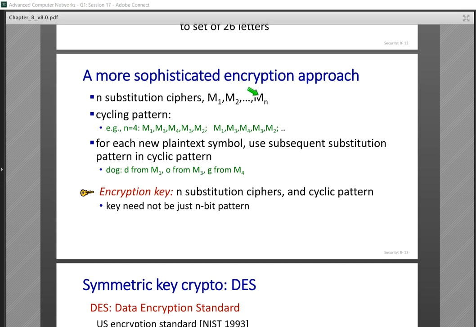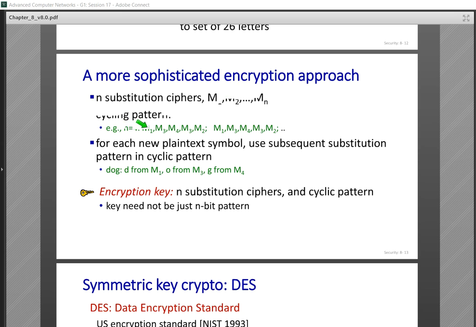We are showing them by M1, M2 until Mn, M of n, okay? And then I can use a cycling pattern. I have n different patterns, okay? And then I can use a cycling pattern. What does it mean? For example, here, n is equal to 4. So it means I have 4 different patterns.